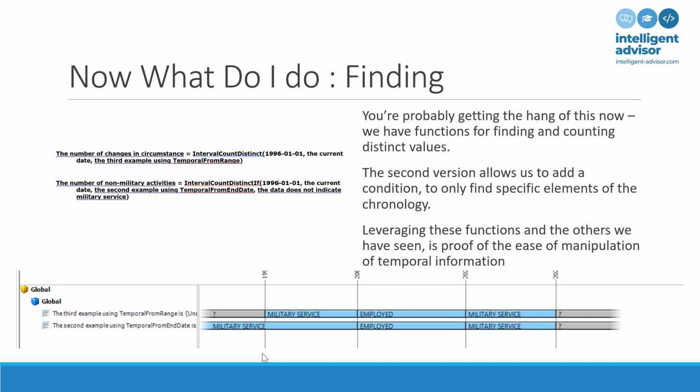So two changes in circumstance or whatever. The number of non-military activities is just a slightly different version in that it allows me to have a Boolean condition attached to the count. So I can count the number of non-military activities, which would probably be one by the looks of my data. Leveraging these functions and the others that I've shown you is proof of how easy it is to extract information from a temporal chronology, as opposed to trying to mess around with entity and instance data.